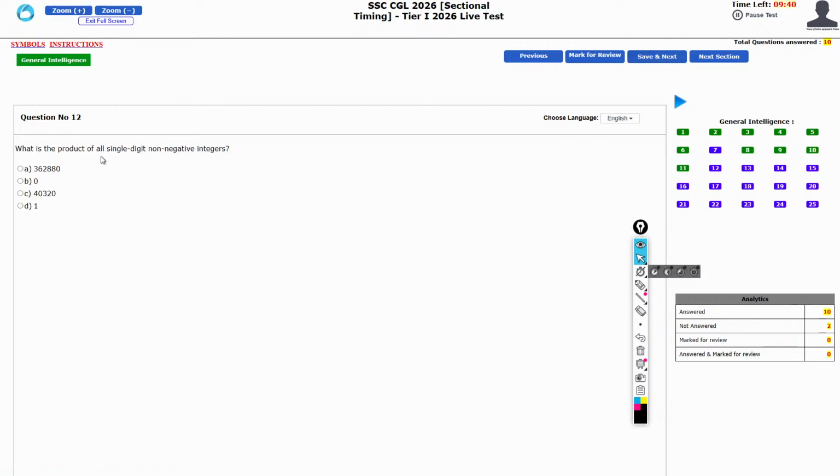What is the product of all single digit non-negative integers? So non-negative integers, 0 is definitely going to be there.